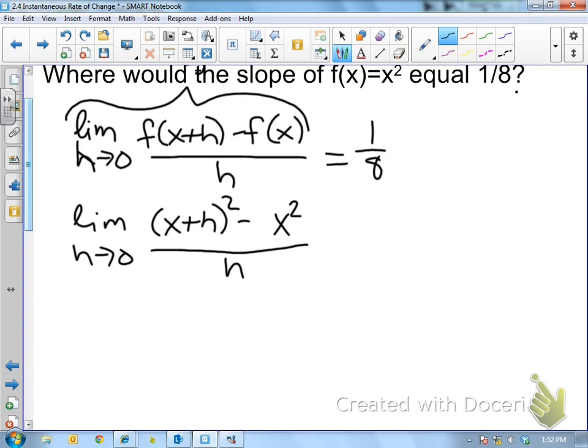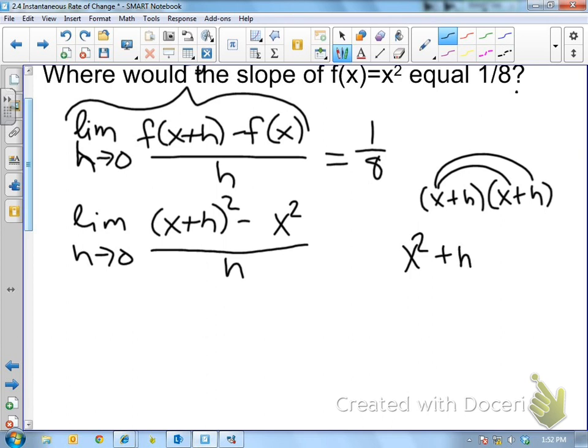Multiply it out. x plus h squared. If I write it to the side, x times x is x squared. x times h is hx. Then we do inner. h times x is hx again. Then we do last times last, h squared. I know, it's a lot of variables. So, this can combine to be 2hx.